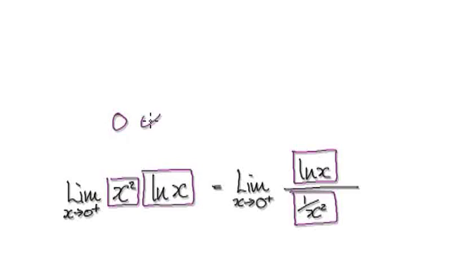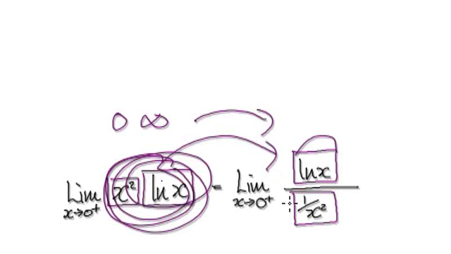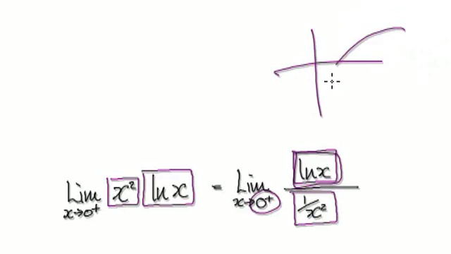So we can turn a 0 times infinity into a quotient. It's nothing more than a trick. So rewrite this in this form here. Now if you look at this from the right hand side, this thing here is heading towards negative infinity.